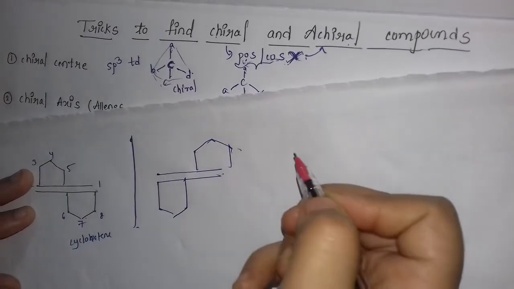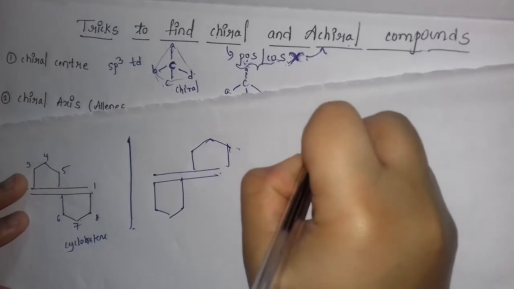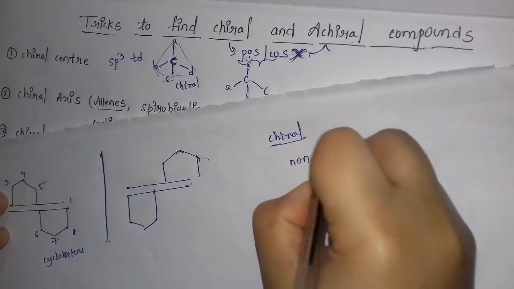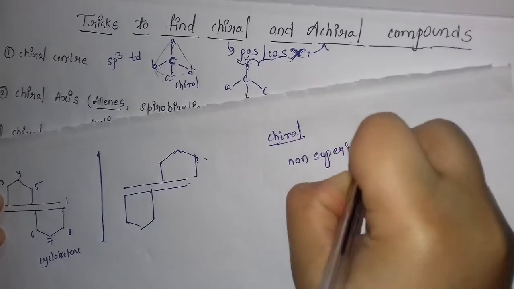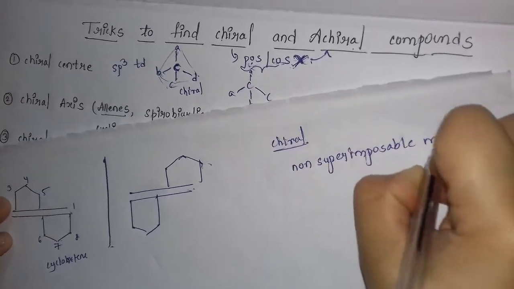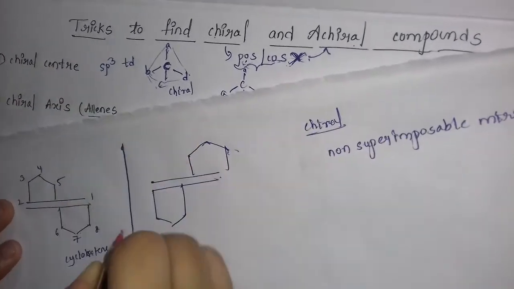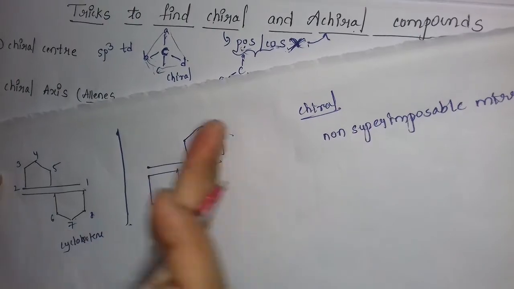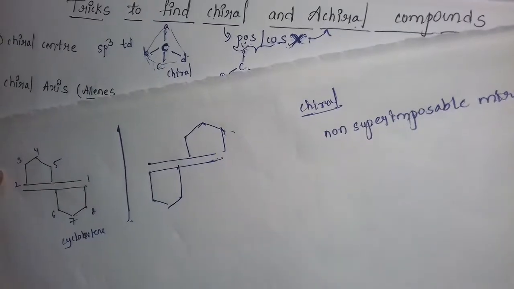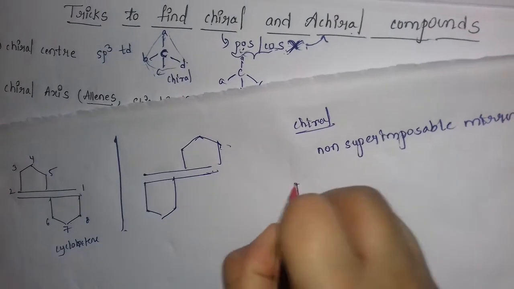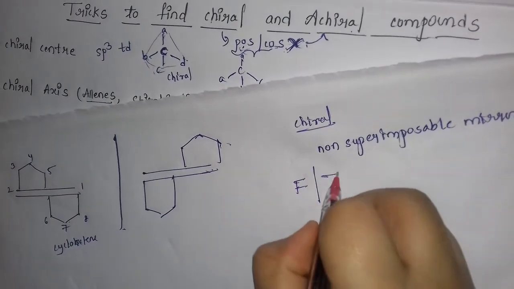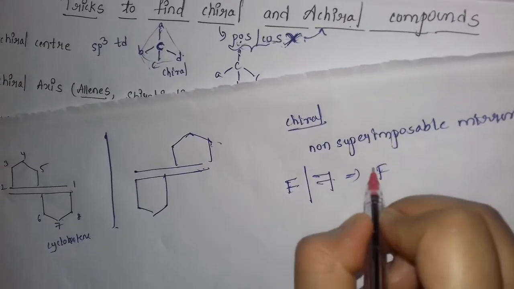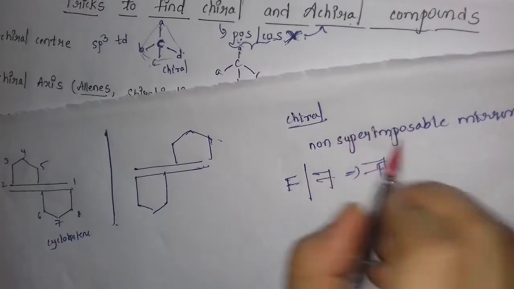like this. For chiral, you might be knowing that this should have non-superimposable mirror images. Okay, non-superimposable mirror images. If I keep the plane here, and you want to keep this compound on this, is it possible that this compound exactly fits into this compound? No, I'll tell you how. If I take F here and I keep a mirror, the image will look like this. And now if I take this F and want to superimpose it on this, it will be like this. It's non-superimposable, it's not exactly fitting.